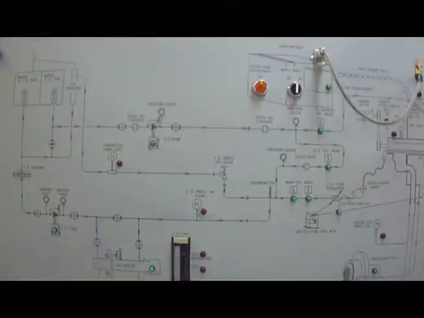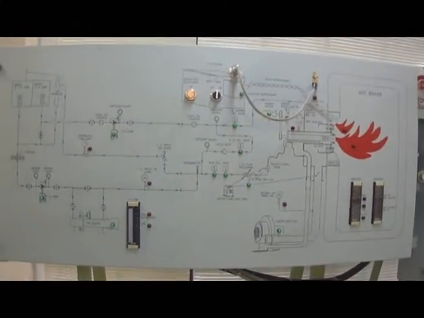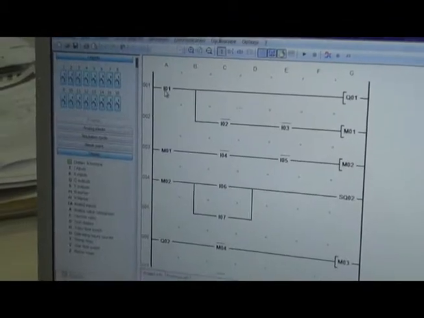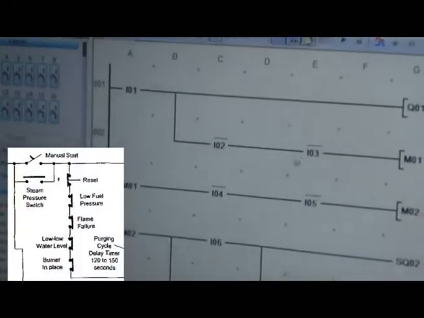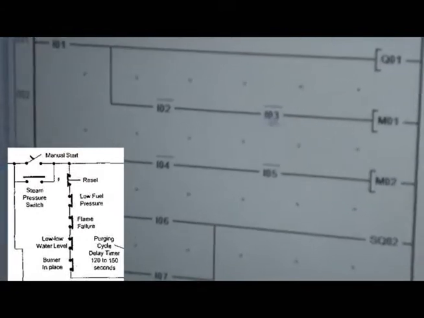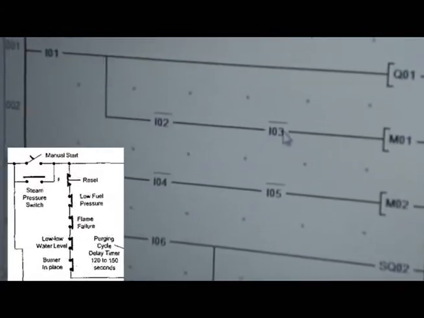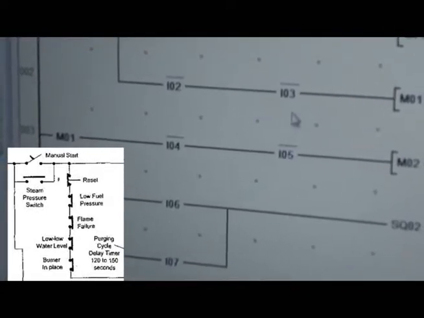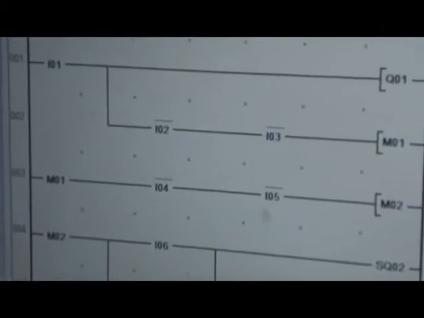This is our subject, electro technology, and we are now going to explain the ladder diagram for automatic boiler automation. Based on this diagram, we create a ladder diagram in order to input it to our PLC. This is our I1, and these switches are for reset, low oil pressure, flame failure, and low water level. These are all normally closed switches.